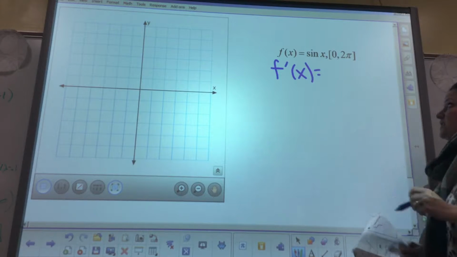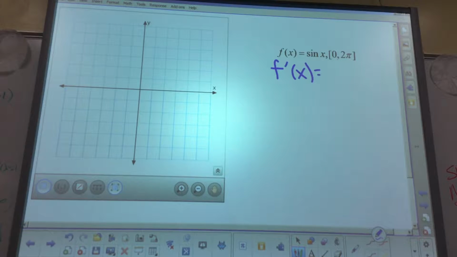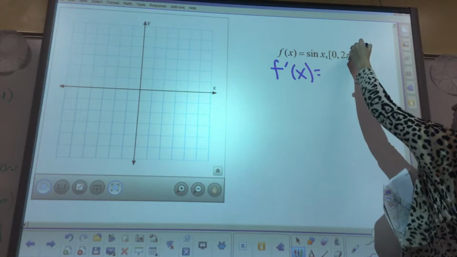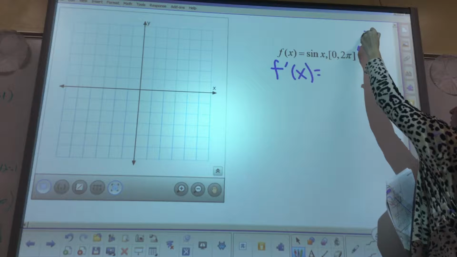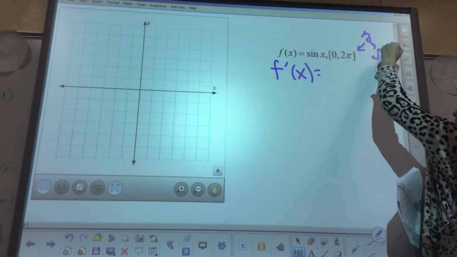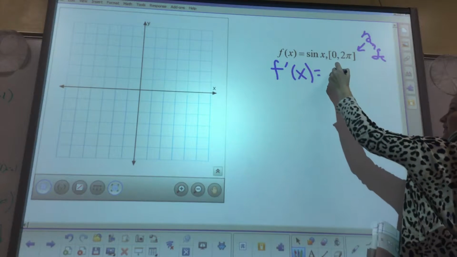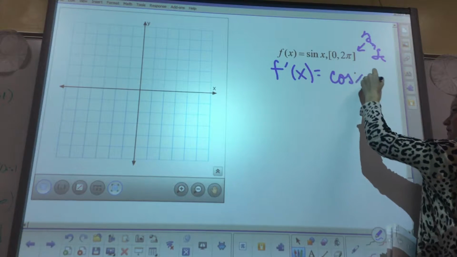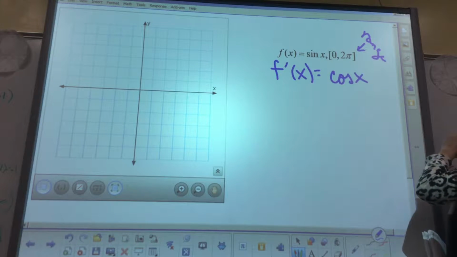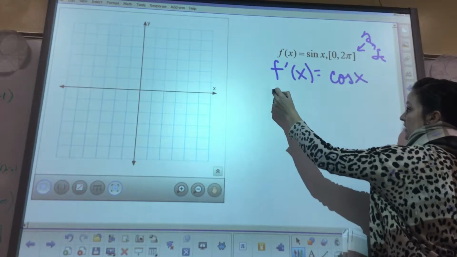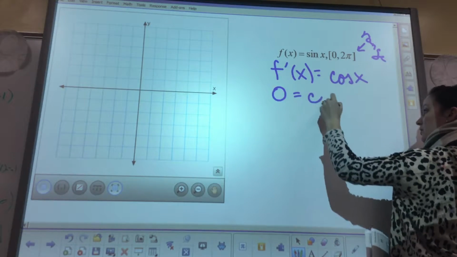So first off, since we just said it, what is the range of this function? 0 to 2 pi. Okay. So as we go on, this is where our intervals are going to be bounded. Okay? So the first derivative of sine of x is cosine x. So set this equal to 0.